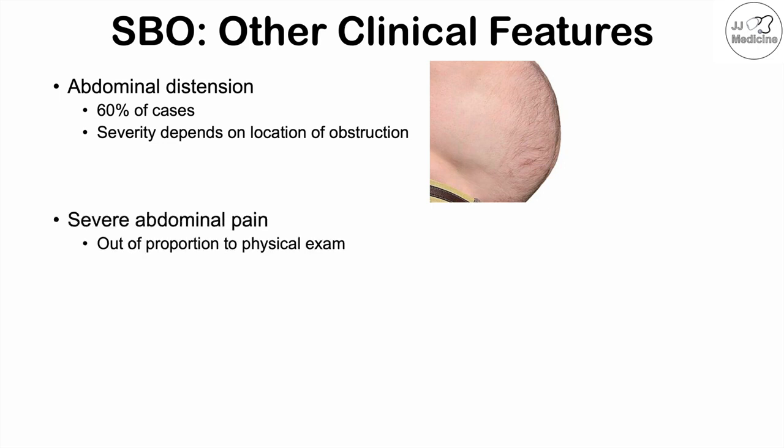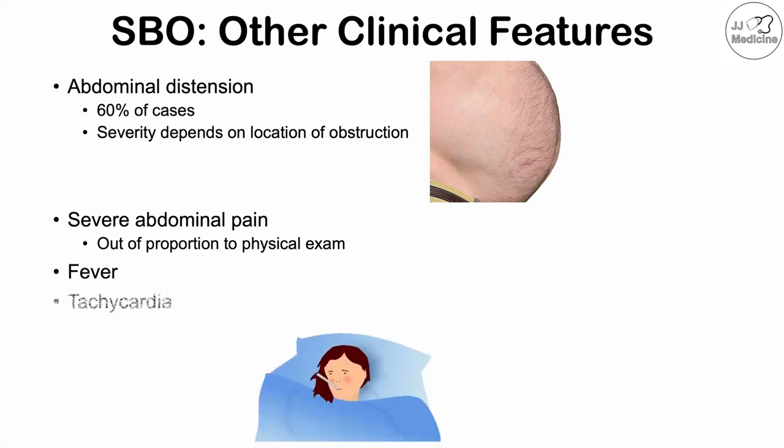There can also be severe abdominal pain that is out of proportion to physical examination. This is more likely to occur if the small bowel obstruction becomes strangulated or if there's a bowel perforation. Fever can also occur in the same context as well as tachycardia. And again, these may occur in the event of bowel perforation or strangulation.